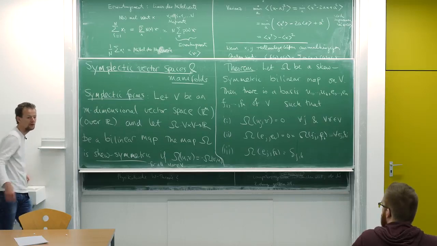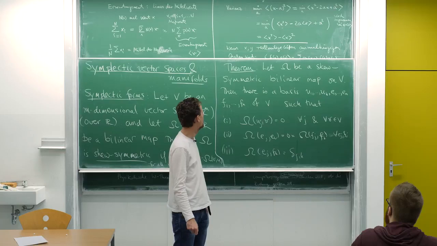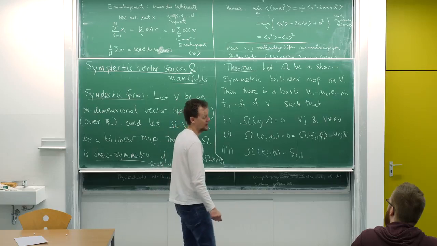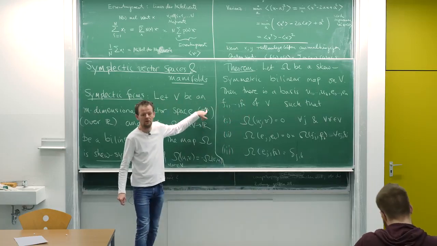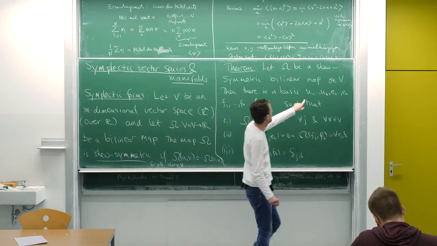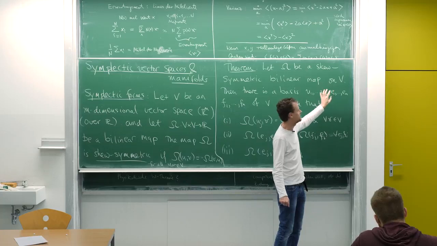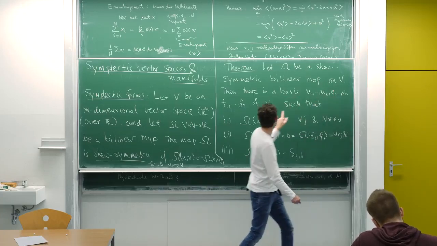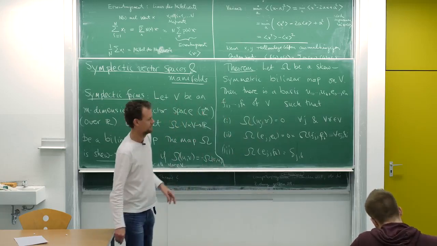Question? Should the basis U go from 1 to k or from 1 to n? It should go from 1 to k. So the dimension of the vector space is m, and we require that these numbers add up to m. So we require that k plus n is equal to m. We'll make a comment about that later.